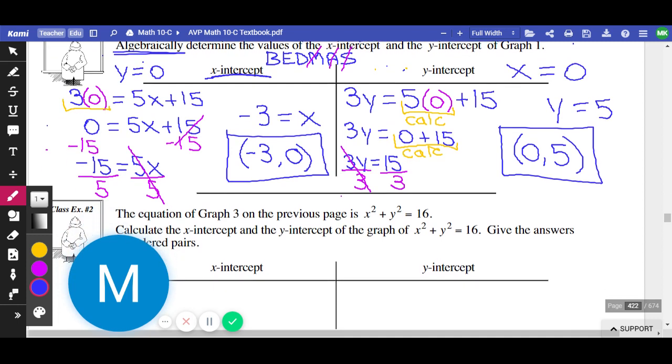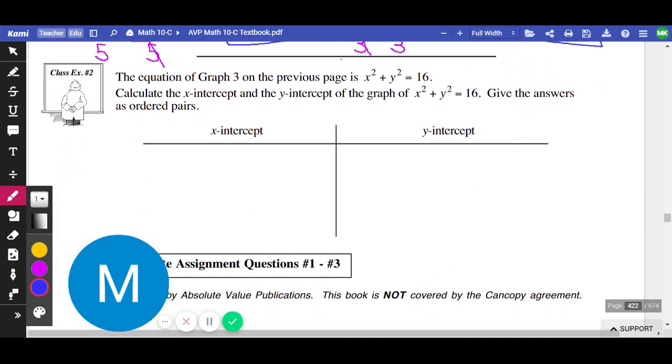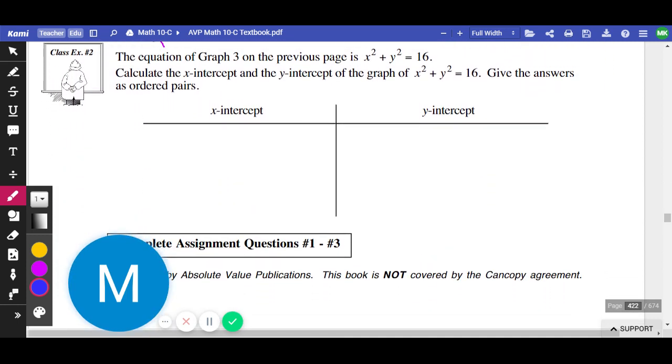Okay, let's try it again. We got question 2 here. We're going to try to calculate the x and y intercepts. They gave us an equation. The equation's a little different. It's this guy right here. If we want to find the x-intercept, we'll start with that. We know x-intercepts have a y value of 0.